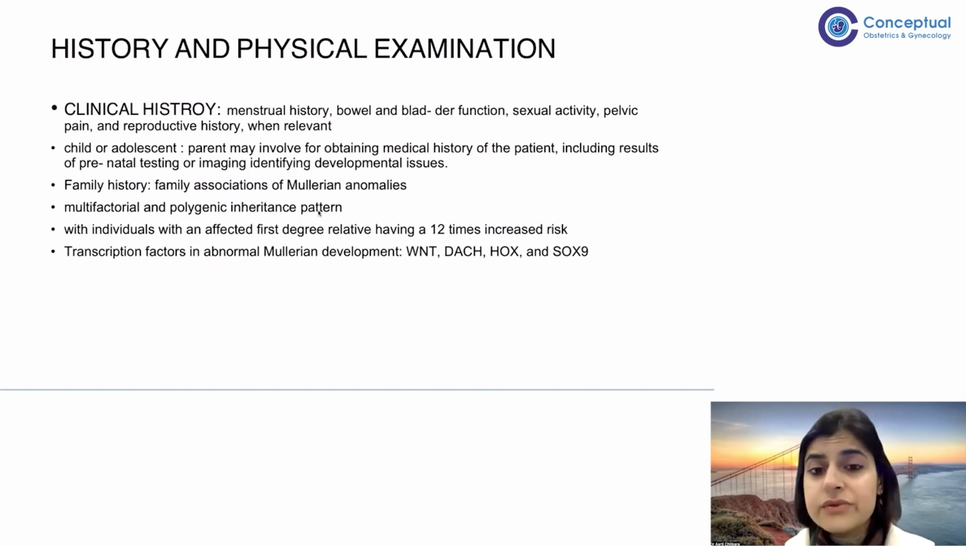Family history, family associations of Mullerian anomalies are found. It can have multifactorial and polygenic inheritance pattern. In AIIMS, I remember we used to have 3 sisters coming from the same family, and they had some or the other Mullerian anomaly. So that was a case series that was published. Individuals with an affected first degree relative have a 12 times increased risk of having Mullerian anomalies. Transcription factors in abnormal Mullerian development are these following: WNT, PAX, HOX, and SOX9. These are the ones which we read in last class, if you all remember.